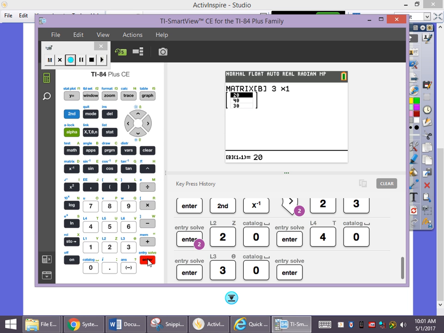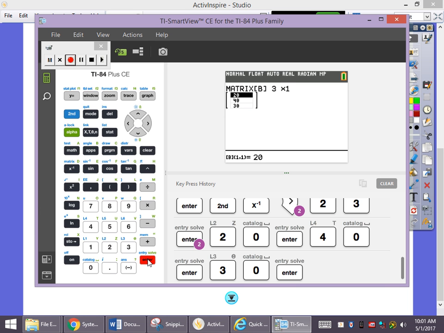Anyone not good? Question. So we did second matrix, and then arrow over to edit, and then pick 2. Press 2, and then 3, enter, 1, enter. Okay, are we good?